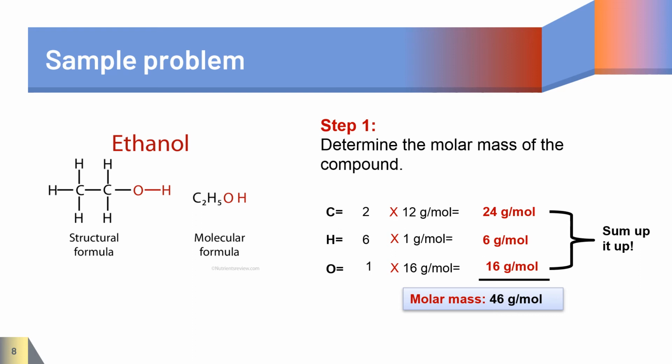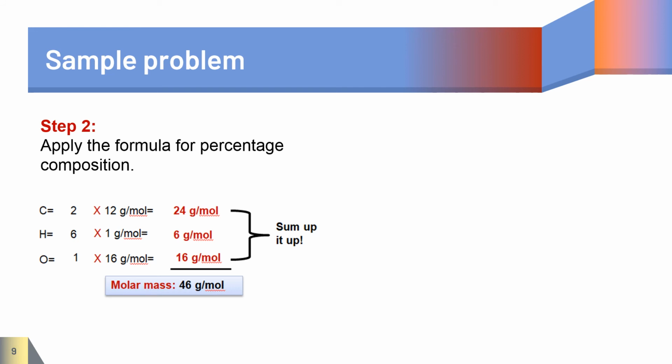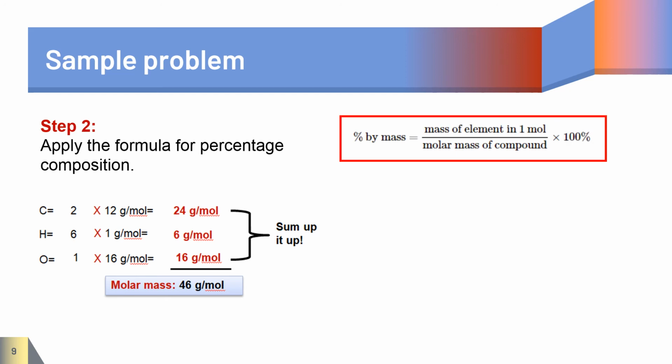For step number 2, we apply the formula for percentage composition. Of course, our first step would be the prerequisite for this step. So this is the last step that we have accomplished a while ago. Let us now apply the formula. Percent by mass is equal to mass of the element in 1 mole divided by the molar mass of the compound multiplied by 100%. Again, our first step is to identify the elements involved in the compound.